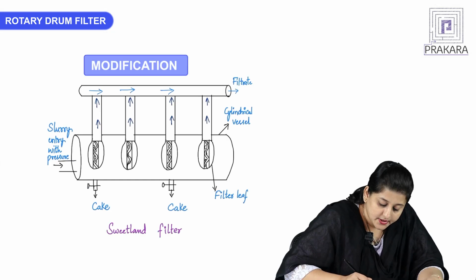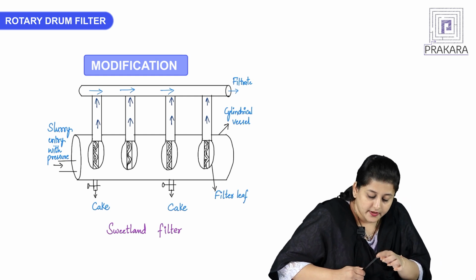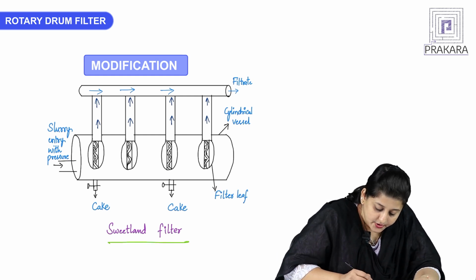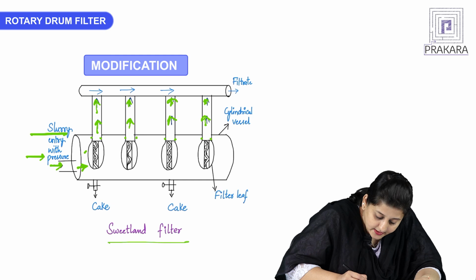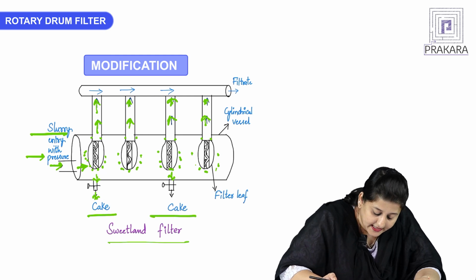Let us look at the cross section of a Sweetland filter, which is nothing but a variation of the filter leaf. The main advantage of a Sweetland filter was that slurry can be introduced at a very high pressure as well, and a number of units can be attached in parallel. As you can see, the slurry enters through this particular filter and passes through to the top after filtration. The cake gets deposited onto the external layers and therefore it is collected at the bottom. So these are the outlets for the cake.